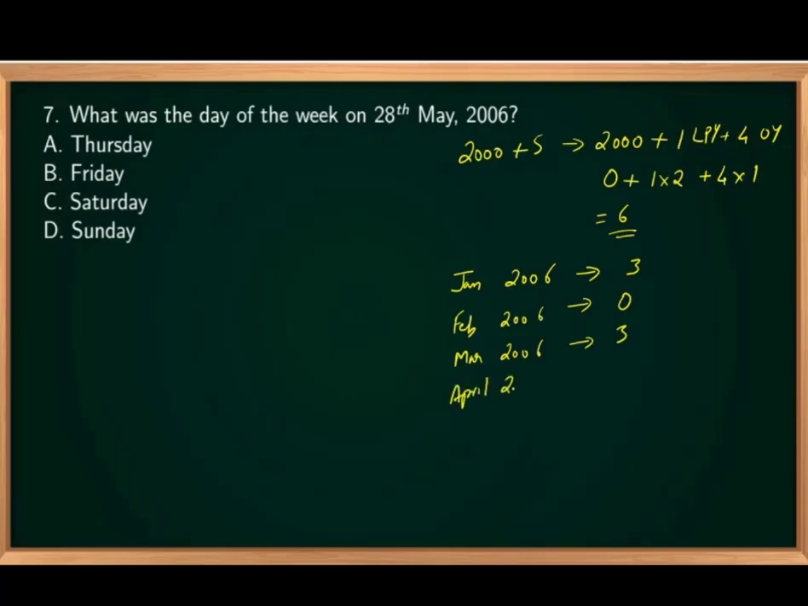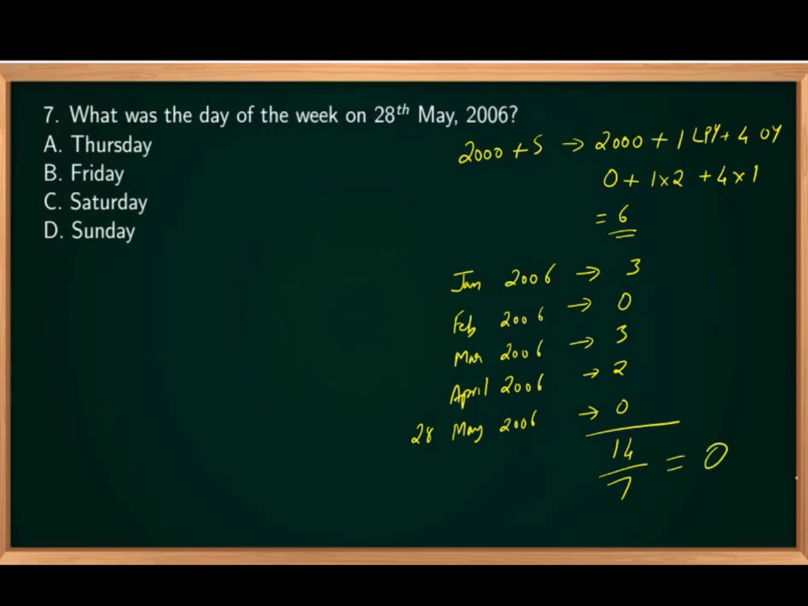April 2006, 30 days, so 2 odd days. March, April, May. May up to May 28, 2006, we have to find the odd days. 28 divided by 7, remainder 0. So we have to add 6 plus 3 plus 3 plus 2. 6 plus 6, 12, 12 plus 2, 14. 14 divided by 7, remainder is equal to 0.